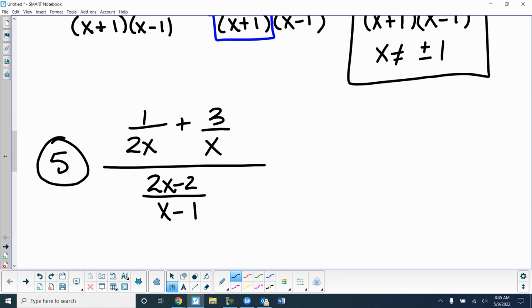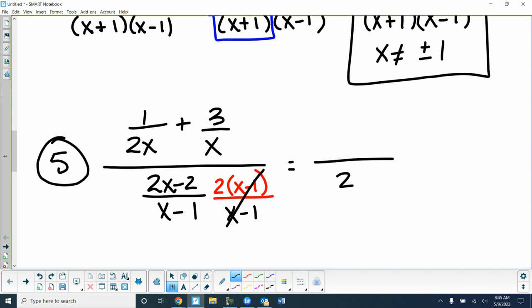Now, looking at that bottom problem, that bottom fraction, what happens if I factor out the 2 in that numerator? Got an x minus 1, right? What happens to the x minus 1? Cancel. So I think I might reduce that first. Make it easier on me. All right? So all that I have in the bottom right now is 2.